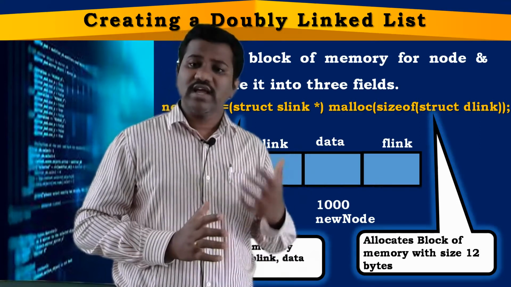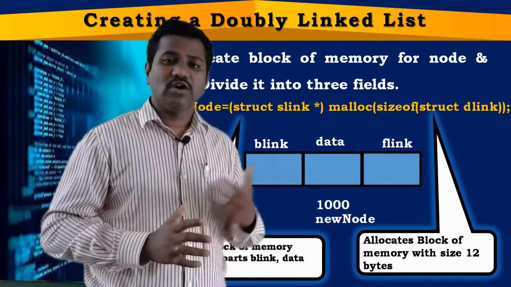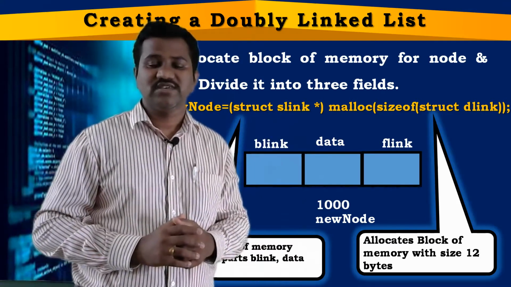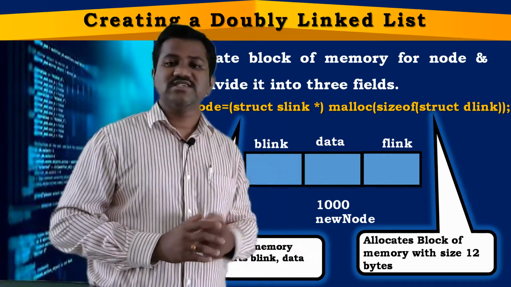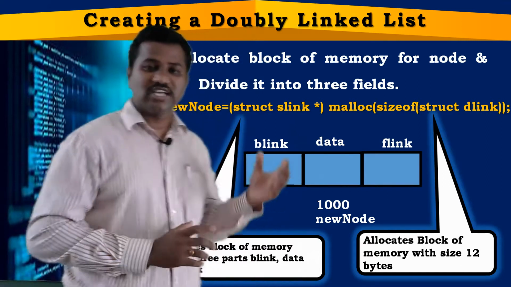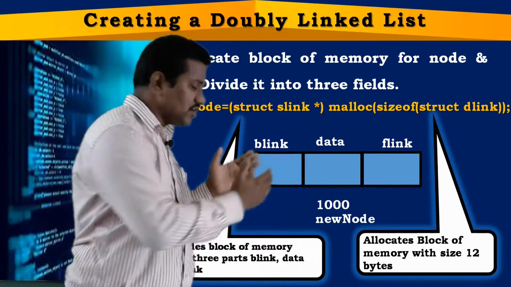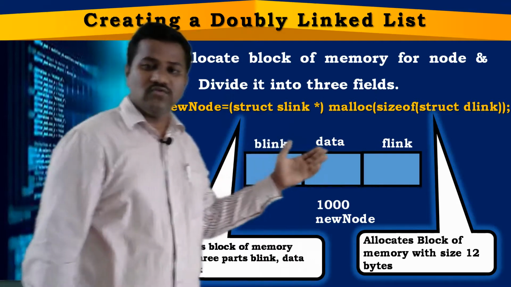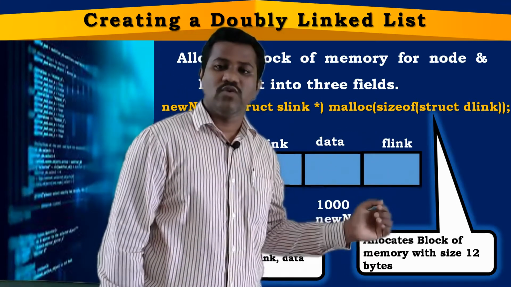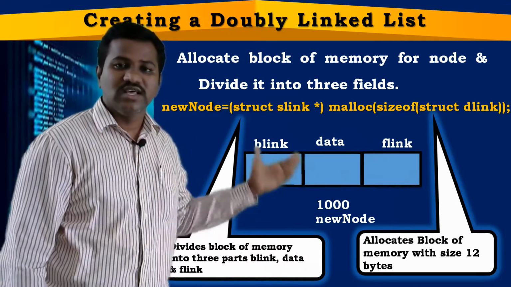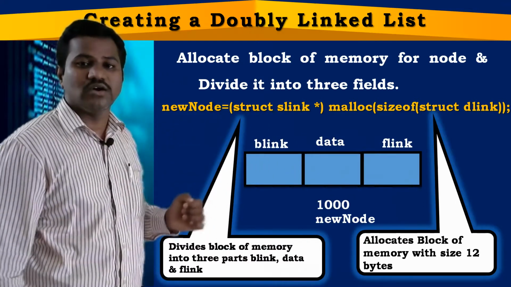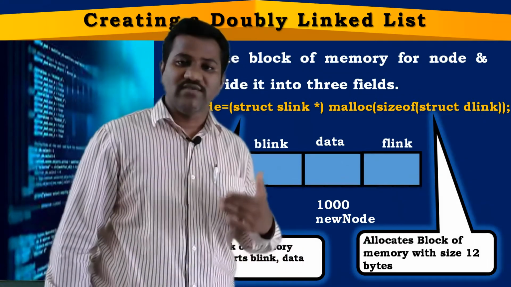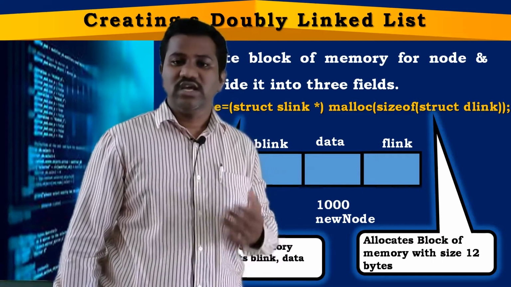Now, after allocating 12 bytes of memory, for what purpose we'll be using it is specified with the help of this instruction: struct D-link star, and it generates some address. That address is stored in new. Finally, 12 bytes of memory is allocated, in which 4 bytes are given to B-link, 4 bytes given to the data part, 4 bytes given to the forward link, and it contains some address, 1000. So 1000 is stored in new. This is how we are allocating a block of memory and dividing that into 3 fields.